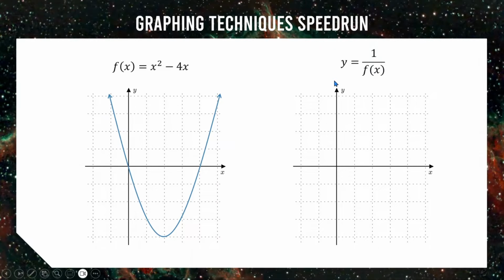So when I'm doing one of these graphs, the first thing I do is I go to my original function and see where is this thing equal to 0. It's equal to 0 in terms of y at x equals 0 and x equals 4. So these two x-intercepts in our new graph are going to become asymptotes.